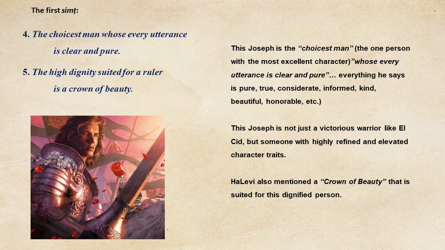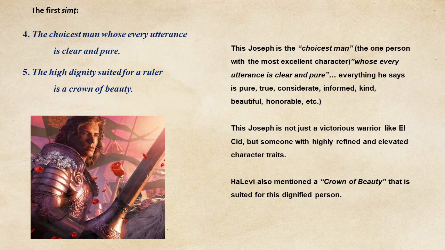The one person with the most excellent character, it continues, whose every utterance is clear and pure. Everything he says is pure, is true, is considerate, is informed, is kind, is beautiful, is honorable, and you can go on. So this is a very special person. Somebody who never curses, who's never impatient. Everything that comes over his lips is worth writing down and recording. This Joseph is not just a victorious warrior like El Cid was, but he's somebody with highly refined and elevated character traits. He's like somebody you want to be like, or the ideal son-in-law, so to say. Okay. HaLevi also mentions a crown of beauty that is suited for this dignified person.